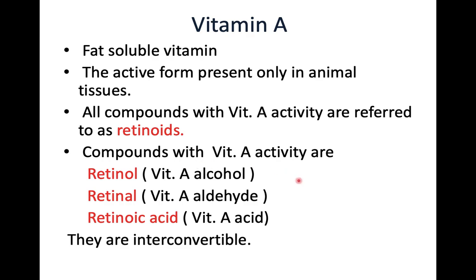There are three different forms of vitamin A present. One is the alcohol variety, which is known as retinol. Then there is the aldehyde variety, which is known as retinal. And the third one is an acid derivative, which is known as retinoic acid. Each variety has its important role and function in our body, and they are interconvertible by the help of various enzymes.